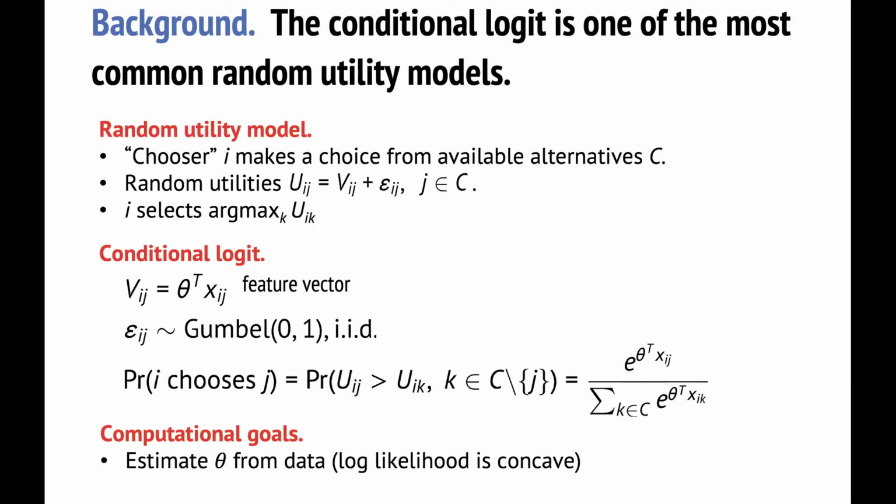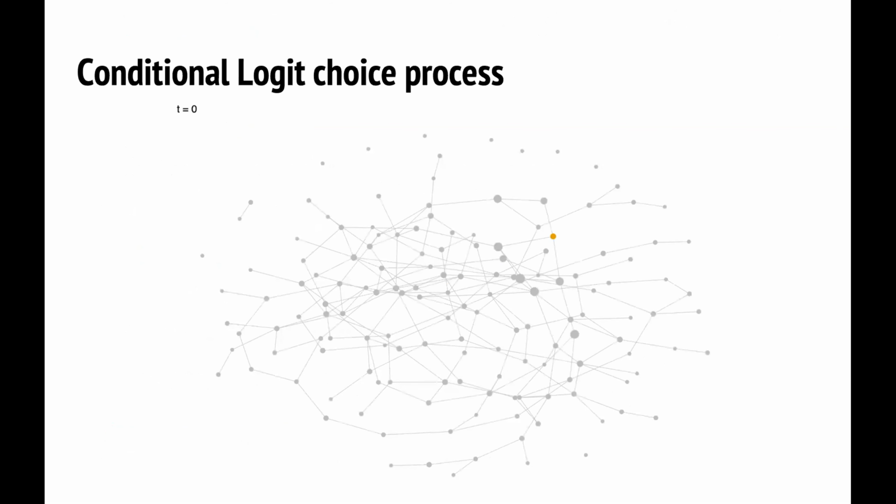This is relatively straightforward because the log likelihood is concave, and you can use many existing optimization routines to estimate this parameter. So if we apply this process to network formation, you can think of every edge as a choice, where the node i chooses between all the potential nodes that they can connect to based on the utility of the different nodes, and then forms an edge based on that choice.